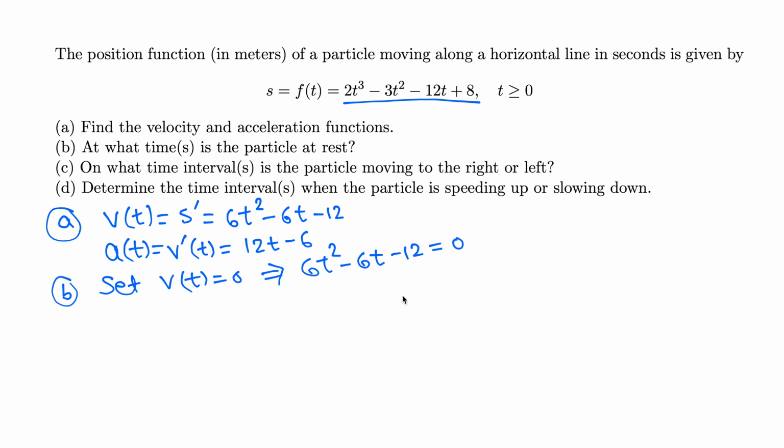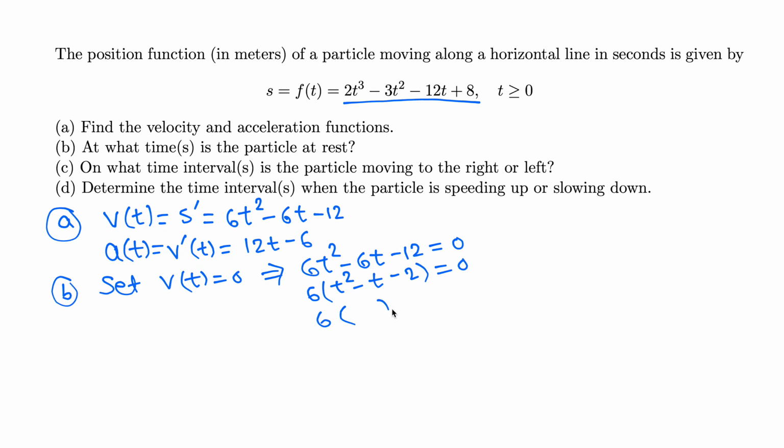So this is a quadratic equation, degree 2. So we'll get 2 different times. To solve for t, let's factor. If it does not factor, then we need to use the quadratic formula. 6, 6, 12. So we can factor 6 out of 3. Then that equals 0. Let's try to factor this one, t squared.